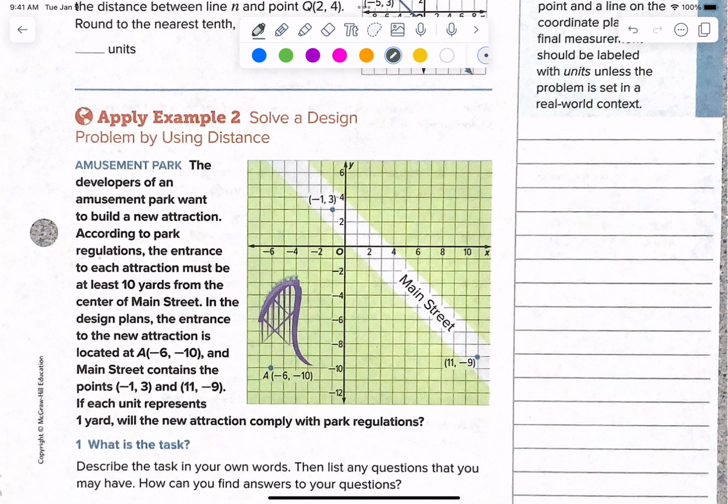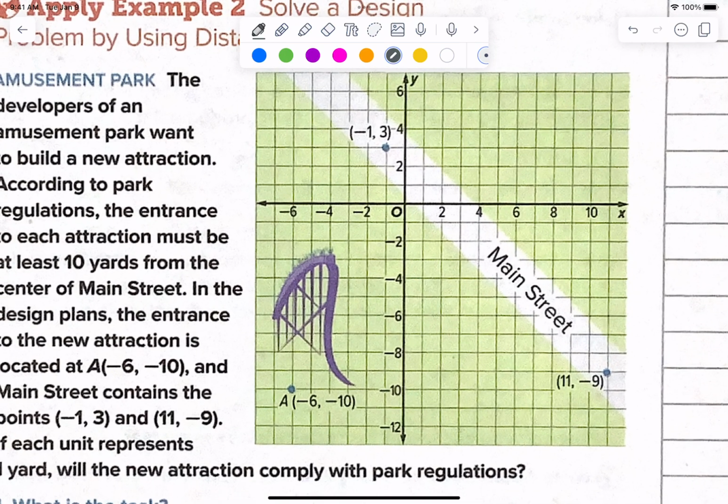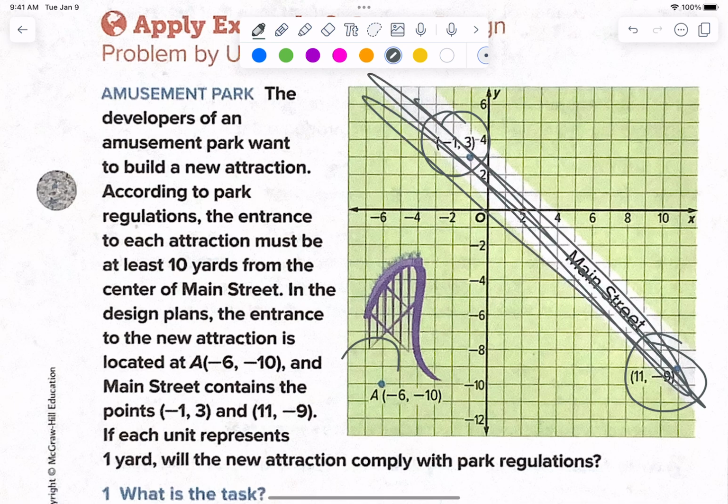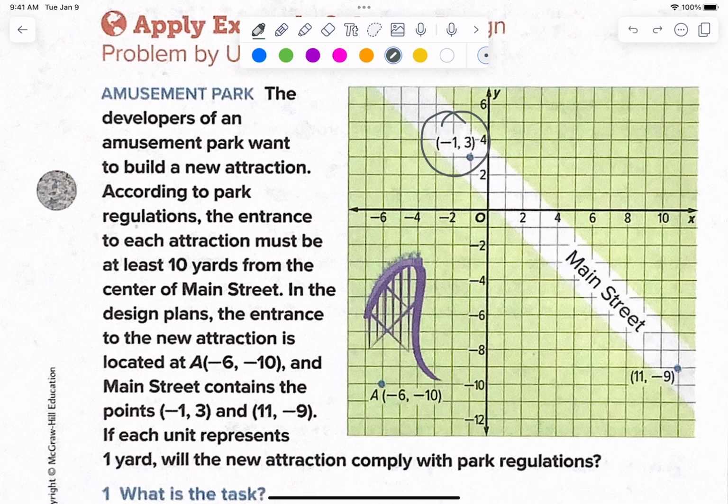So, example 2. Okay, I'm going to read this paragraph and we're going to see what it is we're talking about. So we've got our 2 points. Do you see our 2 points in our main street right here? This guy connected to this guy. There's our main street. So we've got a line going this way. And then we've got this point right here. There's some background information that they give to us.